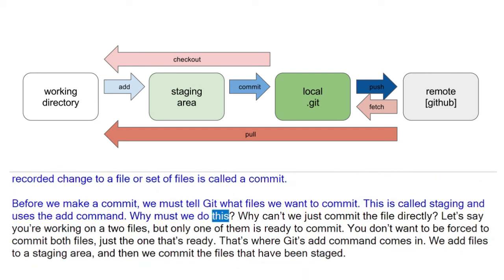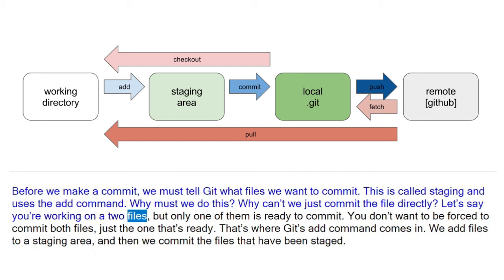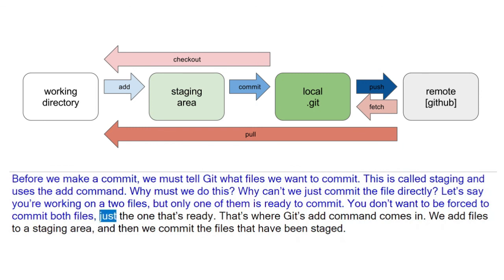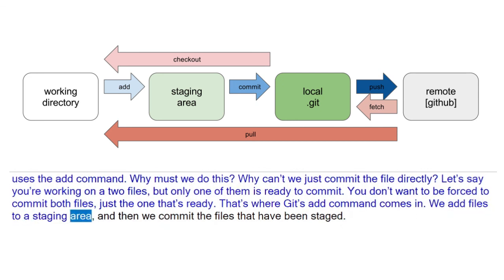Why must we do this? Why can't we just commit the file directly? Let's say you're working on 2 files, but only one of them is ready to commit. You don't want to be forced to commit both files, just the one that's ready. That's where Git's add command comes in. We add files to a staging area, and then we commit the files that have been staged.